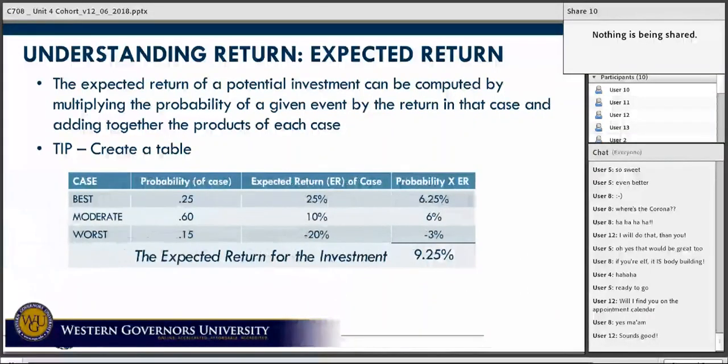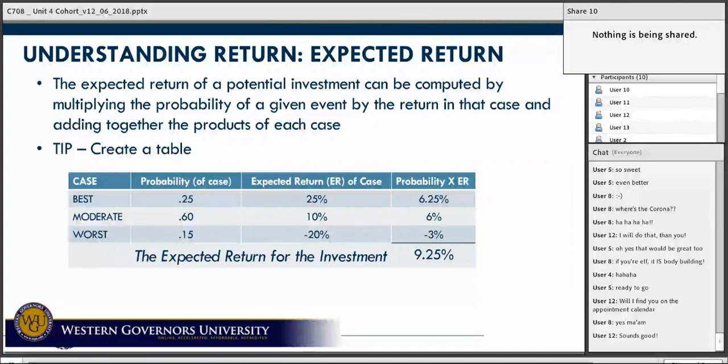Notice our table here. We've got three cases. Things are great, things are okay, things are awful. We've got the probability of those outcomes. So we've got the best case, it's 25% likely to happen. We've got the moderate case, it's the most possible outcome, 60% of the time it will be that. And then we've got the worst case. 15% of the time it's going to be really unpleasant.